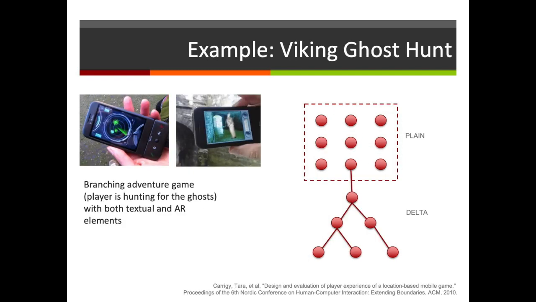Our third example was Viking Ghost Hunt, where you hunt for ghosts on the streets of Dublin, a sort of branching adventure game. You can think about Viking Ghost Hunt as a plane where every single one of the elements in that plane is the start of a delta, the start of a particular ghost story. In the graph on the right we have 9 ghosts in the plane, and when I move to the place where one of those ghosts is, it activates the delta below. Every single one of those would have its own delta, and that delta represents the interactive experience with the ghost itself, the conversation with the ghost, and ultimately the outcome of that particular story.